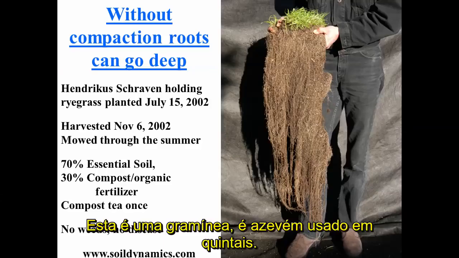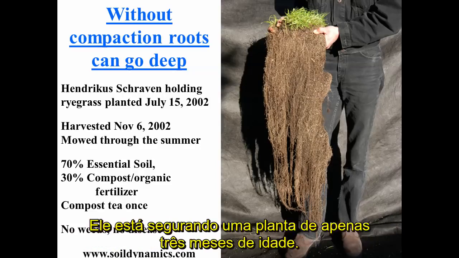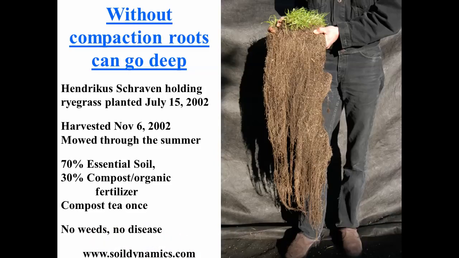This is a grass plant. This is ryegrass from most people's lawn. This is work I did with Hendrikus Schraven. This is Hendrikus. He's 6.5 feet tall. And he is holding the grass plant that is only 3 months old. And that root system on that grass goes 4.5 feet into the soil at 3 months.